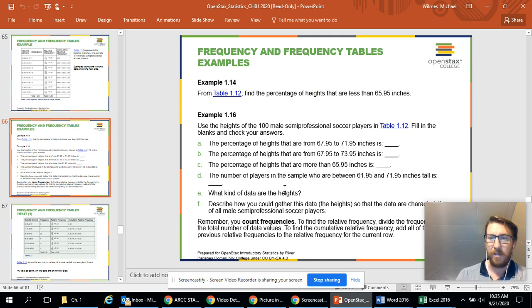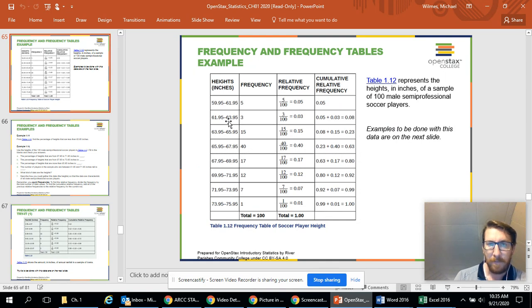Number of players in the sample who are between 61.95 and 71.25. Okay, so that's just number of players, not percent. So between here and here. So boom, boom, boom, I add that up. 18, 58, 58 plus 29, what's that, 87? Yeah.